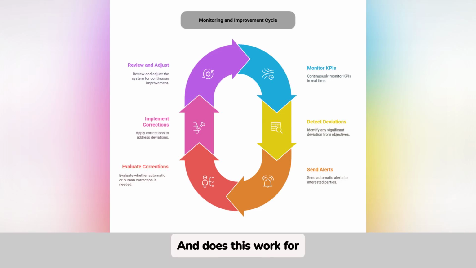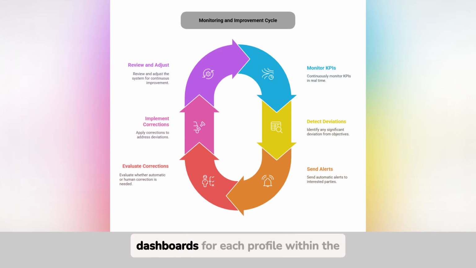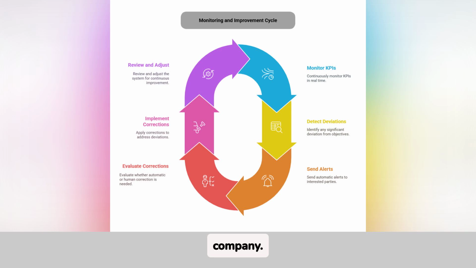And does this work for multiple plans or strategies at once? Yes, absolutely. You can monitor different projects, departments, or initiatives in parallel, each with its own indicators, thresholds, and objectives. And everything is centralized in a general dashboard where you can see the overall status at a glance or drill down into the details of each area. Additionally, you can apply filters, schedule automatic reports, and generate specific dashboards for each profile within the company.